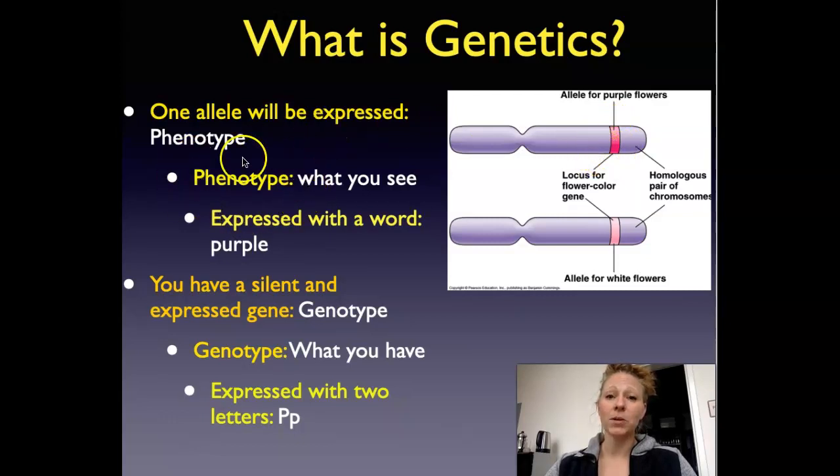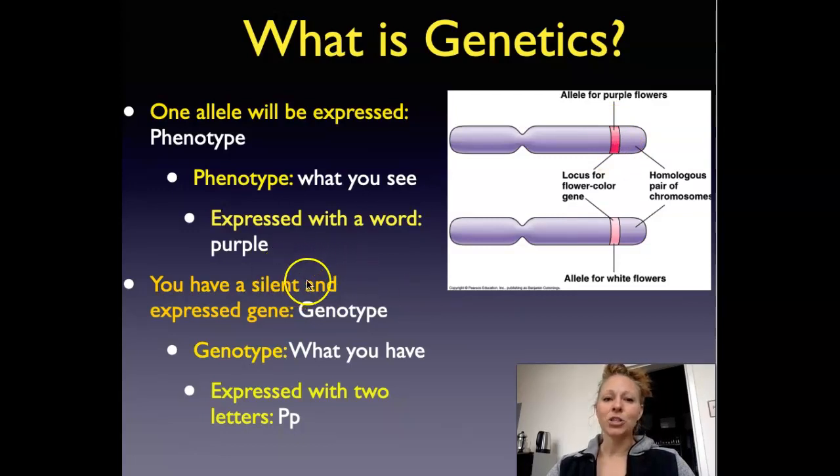The phenotype is what you see. I like to think phenotype, face. You see somebody's face, you see their traits. And this can be expressed with a word. So here, the trait that you're going to see is that there's a purple flower. However, there's more to the story than just the phenotype, it's more than just what you see.